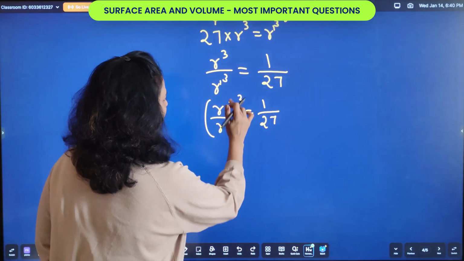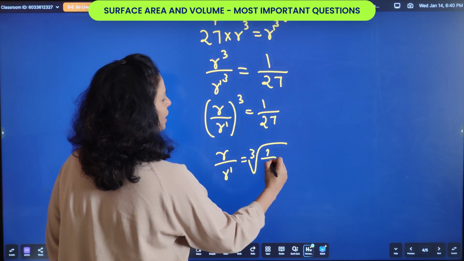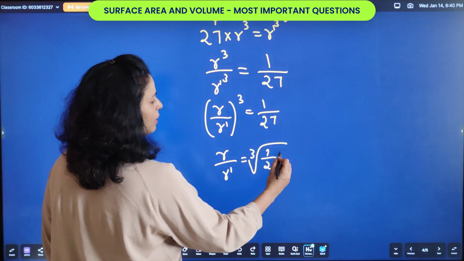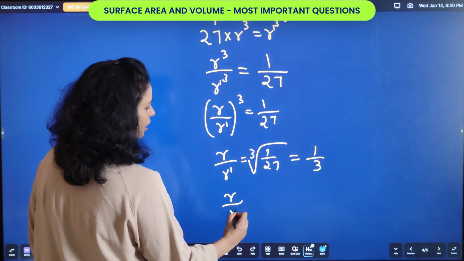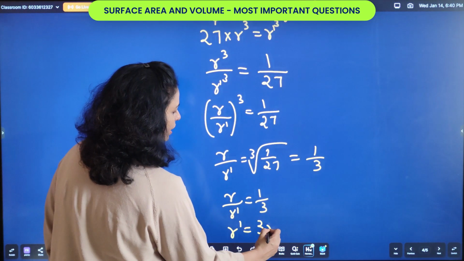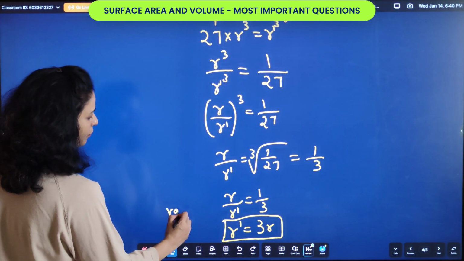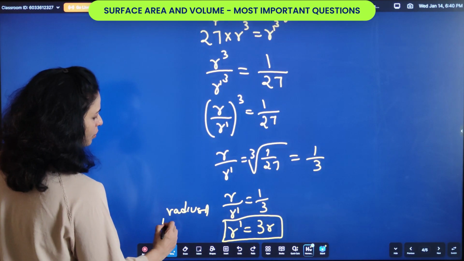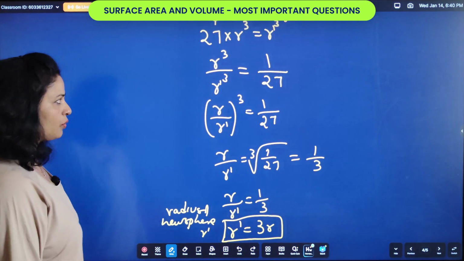So now if I remove the cube from here, I can put a cube root, 1 by 27. So cube root of 1 by 27 will be 1 by 3. So r by r dash is 1 by 3. So we can say r dash is equal to 3r. This is the first part of the question. This is the radius of the new sphere, right? They are asking us to find r dash only, right?